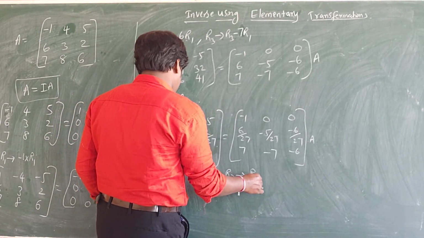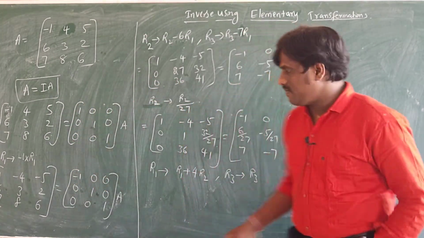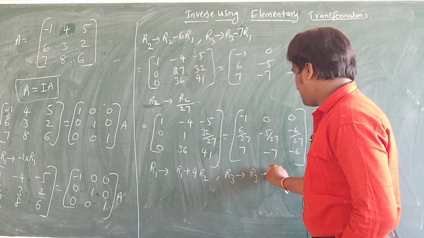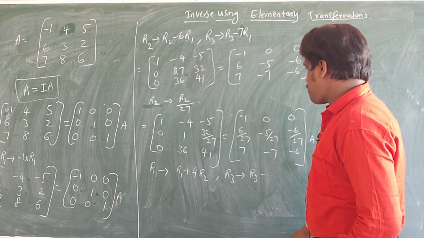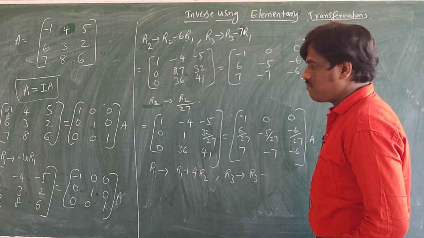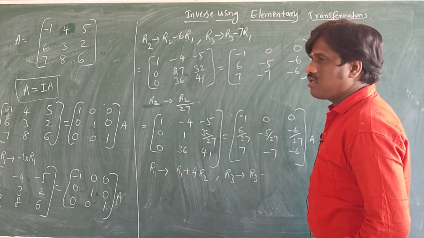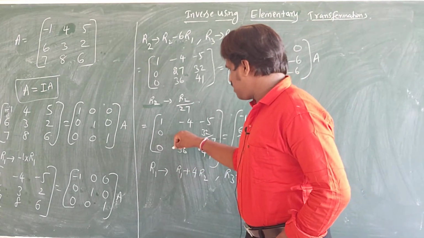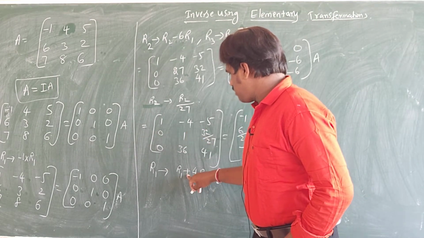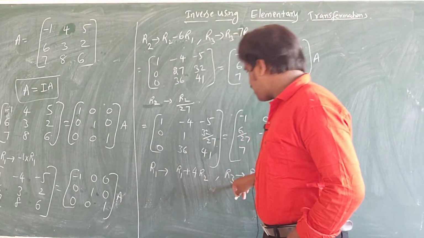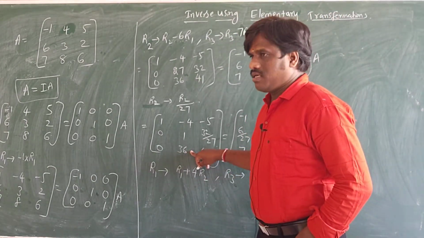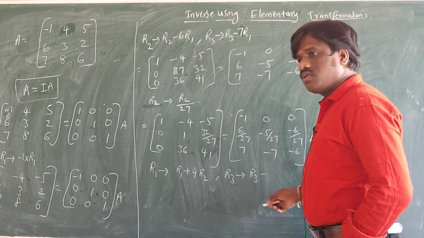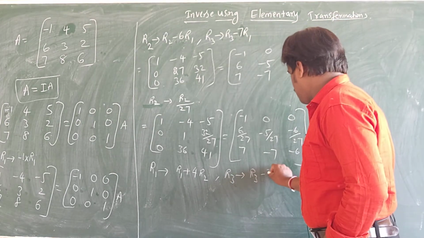R3, this will not happen, yaar. R3 minus 9 R1. Plus 9 R1, because minus is already there. R1 plus 4R2. R3 minus 36R2. Yes. We are taking R1.